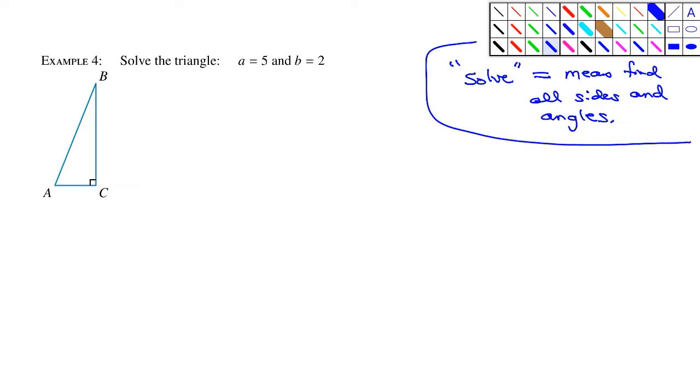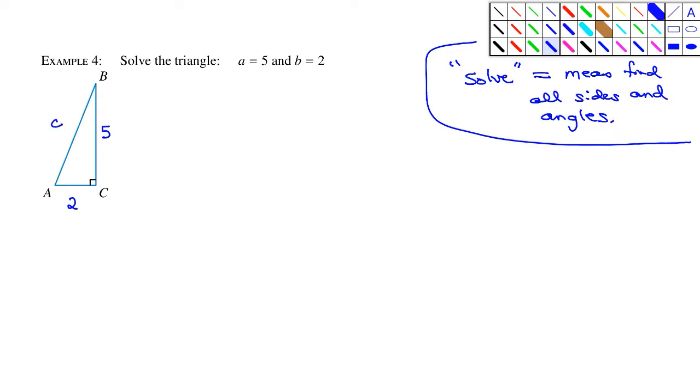So we're given that little a is 5. Now remember that little a is the side across from the angle A. And little b is 2. That's the side across from angle B. And we have a right triangle denoted by the perpendicular mark in angle C. So we still need to find little c and the angles.